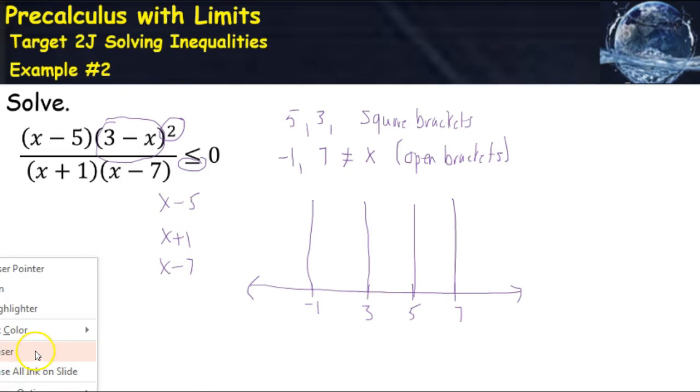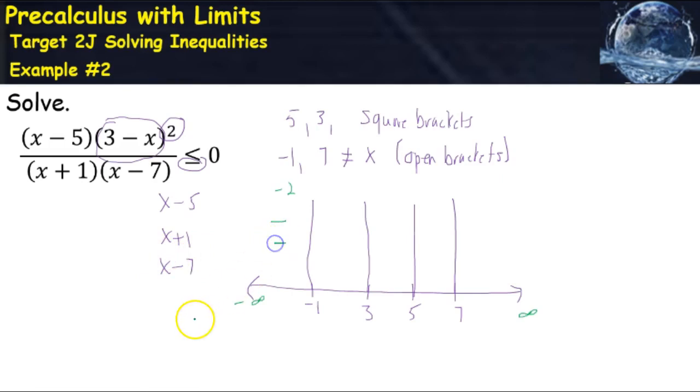And then I need to pick some points. I'm going to pick a number smaller than -1. Remember, this side's negative infinity, and this side's infinity. So something smaller than -1, like -2. And -2 minus 5 is -7. That's negative. -2 plus 1 is -1, which is negative. And -2 minus 7 is -9. And again, I count how many negatives there are, and there's an odd amount this time, 3 of them. So that gives me a negative.